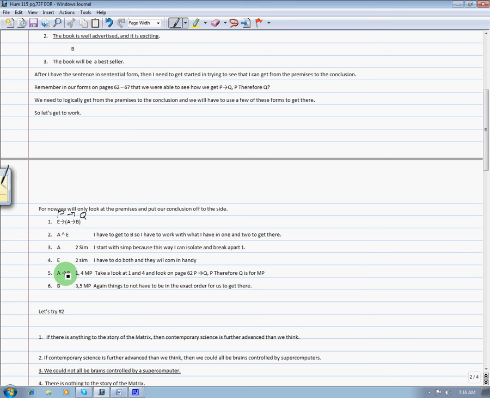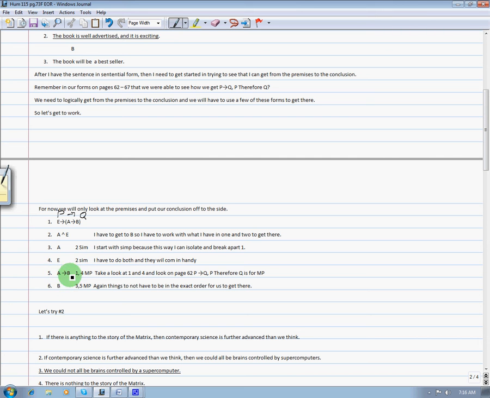Okay, so number 5, we got 1 and 4 modus ponens. Take a look at 1 and 4 and look on page 62. And number 6, I get B. How do I get B? Well, because I have A here, and it doesn't matter that it's above that. I have if A then B, it doesn't matter where it is, doesn't matter if it's top or bottom. I still can get B because I have A.